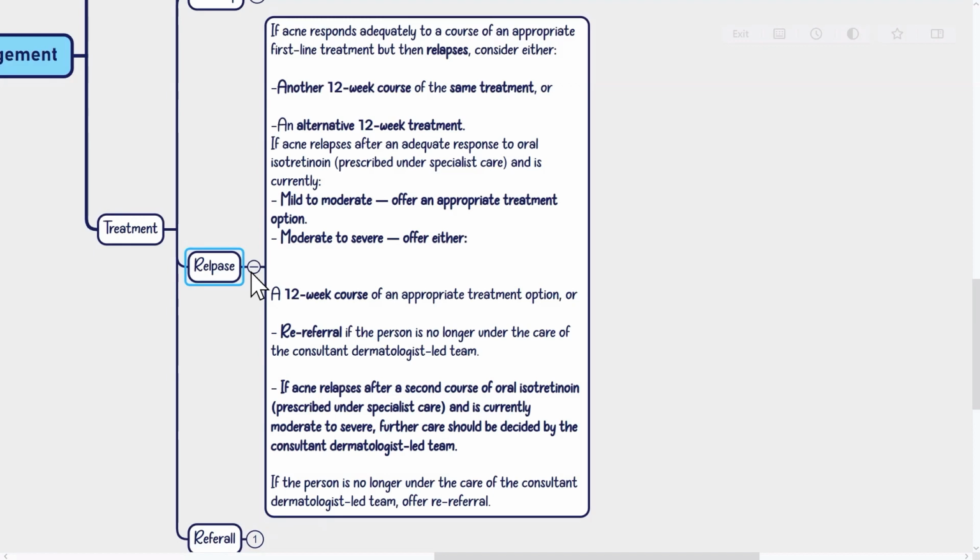If acne relapses after a second course of oral isotretinoin prescribed under specialist care and is currently moderate to severe, further care should be decided by the consultant dermatologist-led team. If the person is no longer under the care of the consultant dermatologist-led team, offer re-referral.